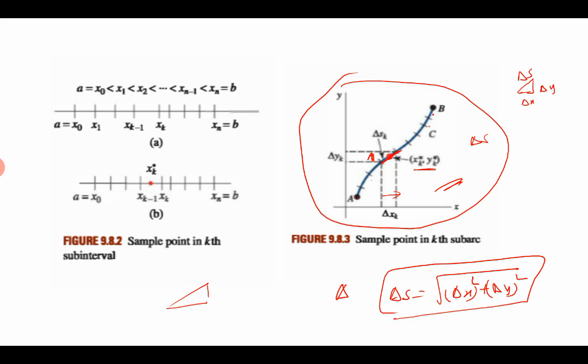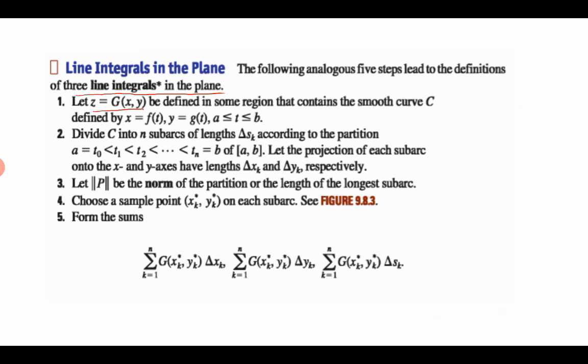This region contains the smooth curve C. Now divide C into n sub arcs of length del sk according to the partition. So you get this one. The initial and end points are A and B. Let the projection of the sub arc into the x and y axis.